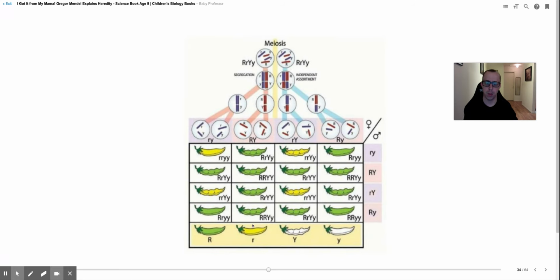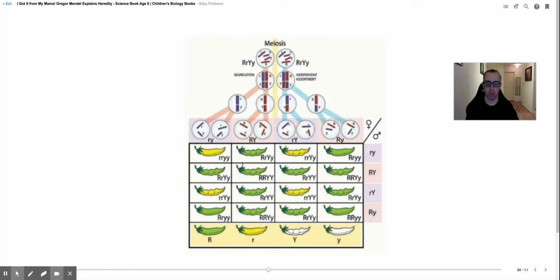Here at the bottom we see different traits. The big R here stands for the green trait, and the little r, the recessive, stands for the yellow. So we know that green is dominant, yellow is recessive. Then over here, if you look at the pod shape, the big Y represents the bumpy pod shape, and the small y represents the smooth pod shape. So if you look here, you can get yellow with smooth.